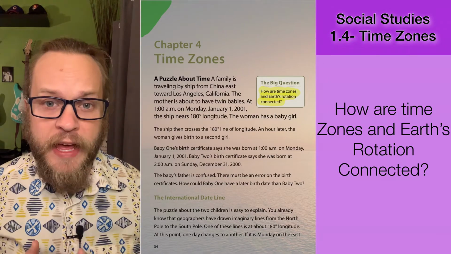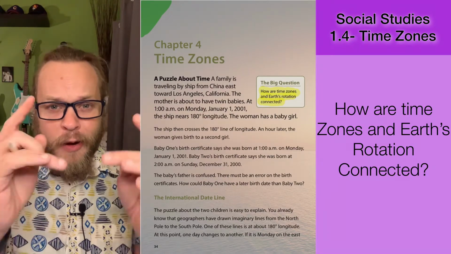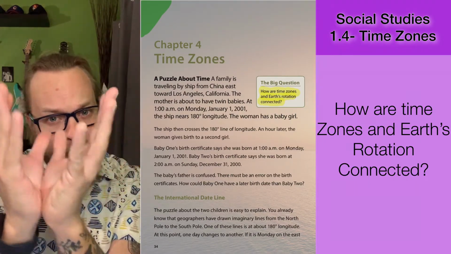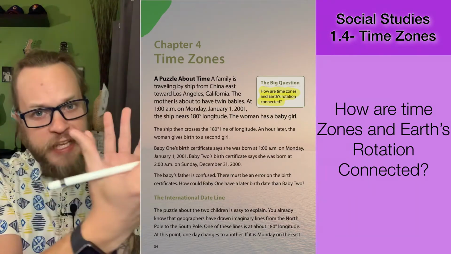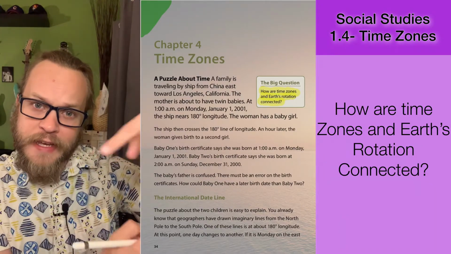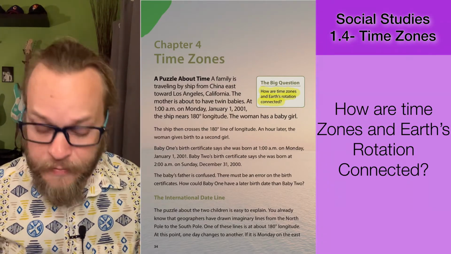If you remember back to third grade science when you talked about space, Earth is a round, spherical planet tilted on its axis, constantly rotating and spinning around its axis. And how does that impact our time zones?